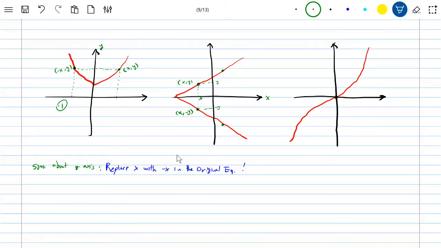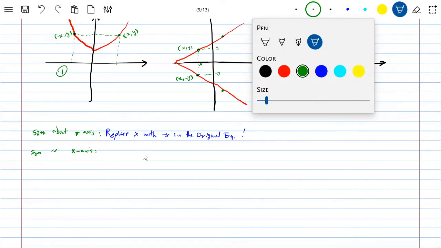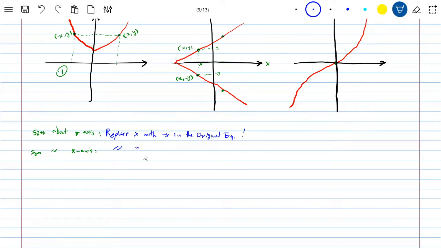Okay, so just to check symmetry about the x-axis, what we do is we replace y with negative y in the original equation. By doing that, if after simplifying we get the same equation, that means both points x, y and x, negative y belong to the graph. Therefore, the graph is symmetric about the x-axis.